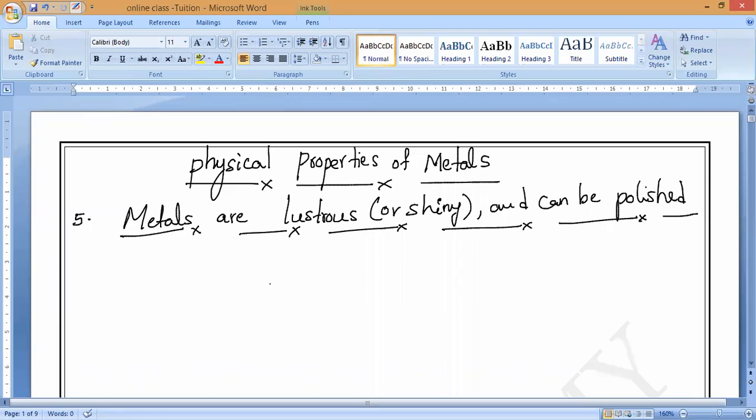In last classes, we have already discussed four physical properties of metals. First, metals are malleable. Next, metals are ductile. And the third property, what is that, Arvind? Metals are good conductors of heat. And the fourth property is metals are good conductors of electricity. Till there we have studied.